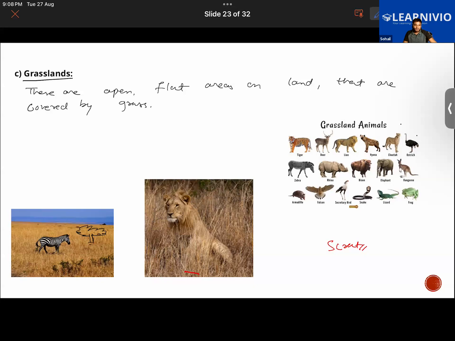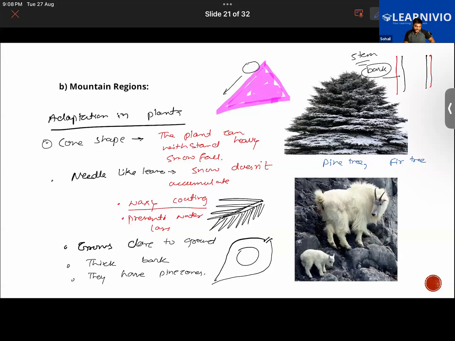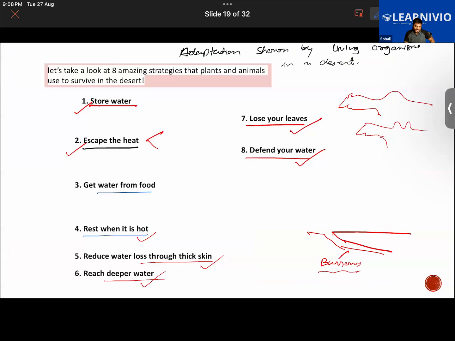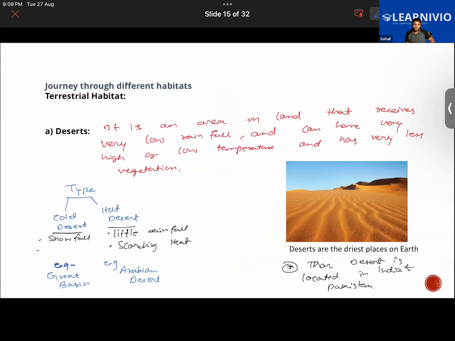Now also we see that this grassland is a place that will be receiving more rainfall than a desert, but less rainfall than a forest. What do I mean to say? What we know about deserts is that they are areas on earth that receive very low rainfall. So much less rainfall occurs in a desert that it is not sufficient to fulfill the needs of we humans.